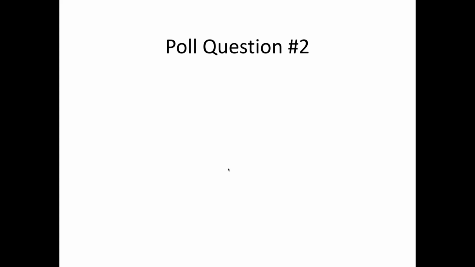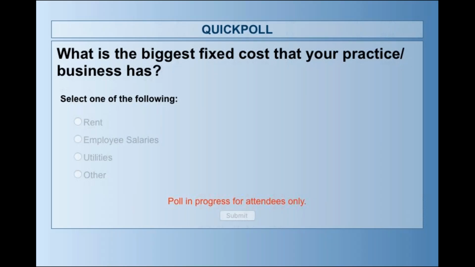So Div, I know we just did a poll question, but here's where I had the second poll question, if you want to fire that one up. Sounds great. All right, we'll go ahead and launch that right now. So folks, the question here is, what is the biggest fixed cost that your practice or business has? Select one of the following: rent, employee salaries, utilities, or other. So if you can go ahead and select one of those options, make sure to press the submit button. And just a reminder, this is the second of our 3 polling questions today.